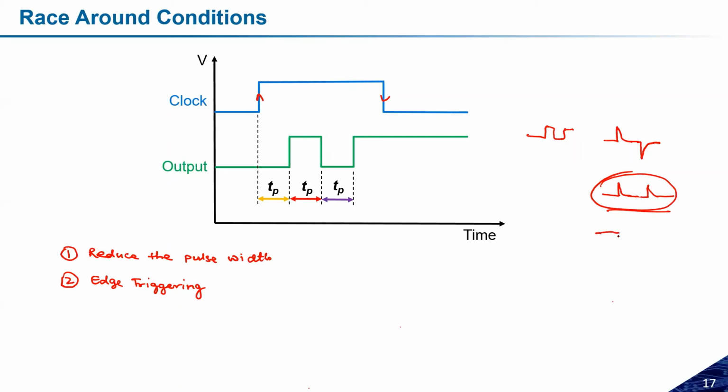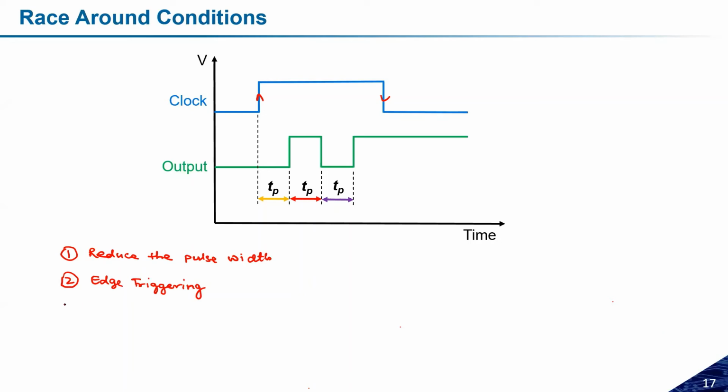If I want a positive edge trigger, the differentiator and the diode will be in forward bias. If I want a negative edge trigger, I need a differentiator and the diode in reverse bias, so that I can get a negative edge trigger. So whether it is a positive edge trigger or a negative edge trigger depends on the direction of the diode which we are using. Accordingly we can get it. This is how edge triggering is utilized to remove the race around condition.